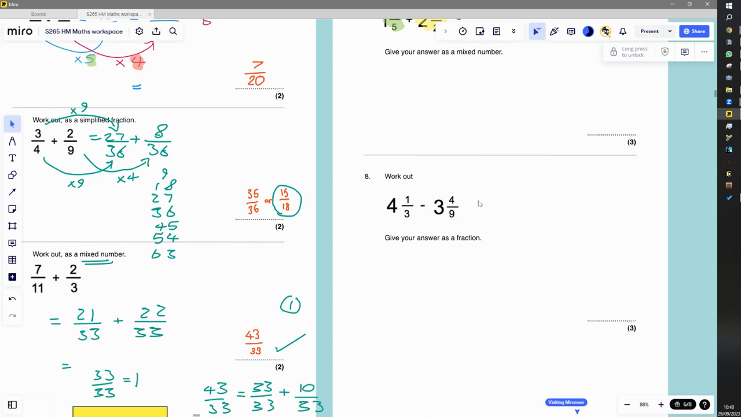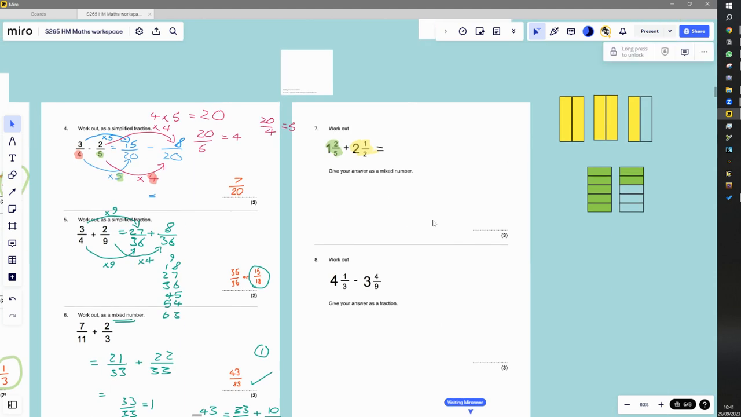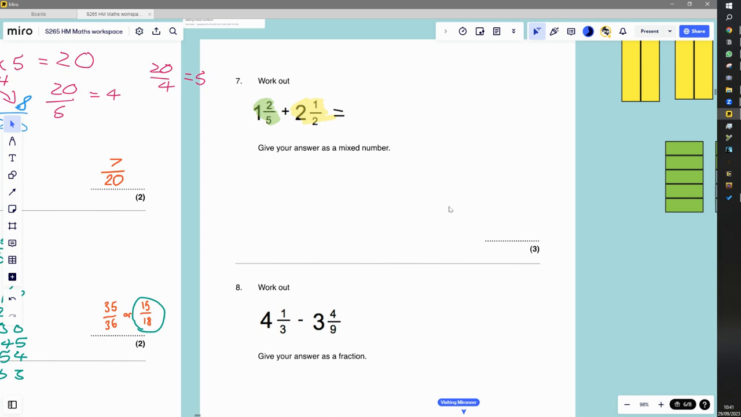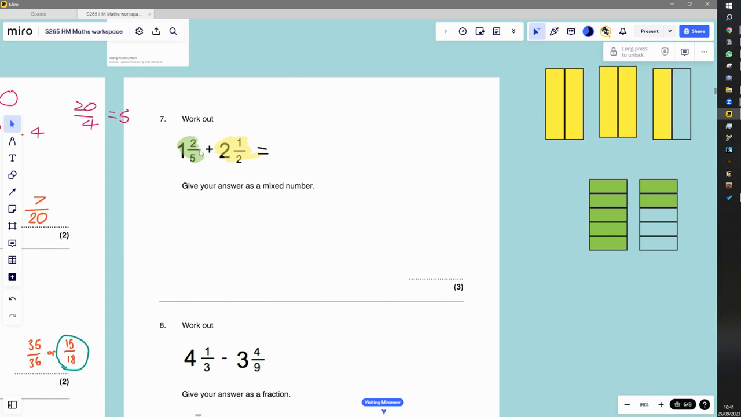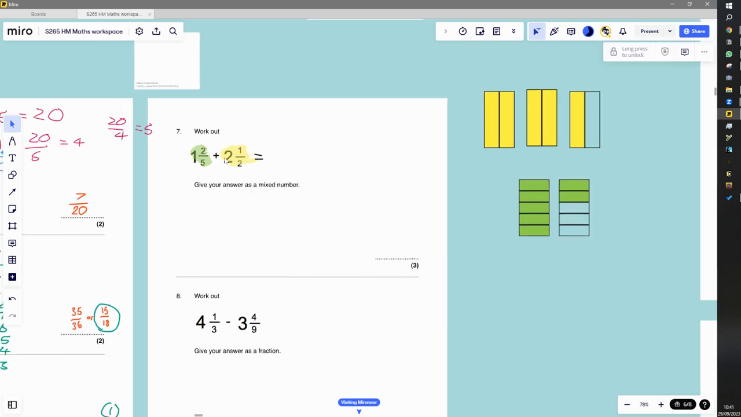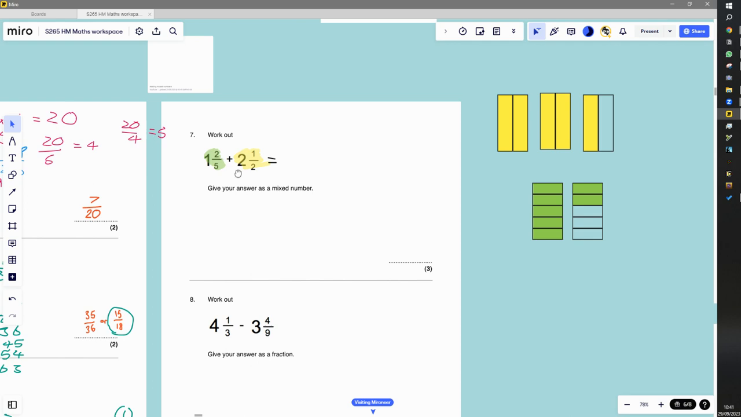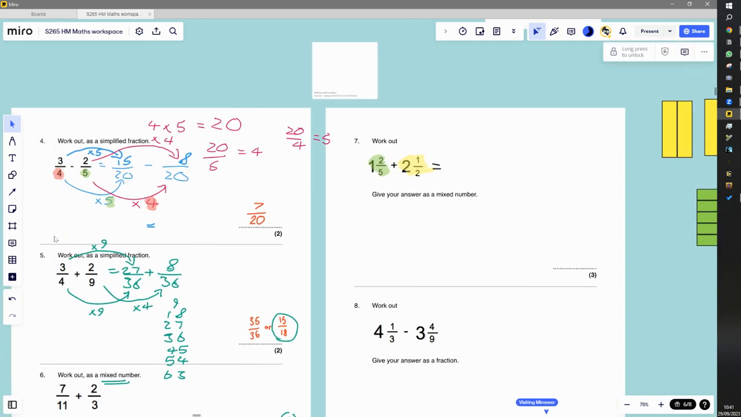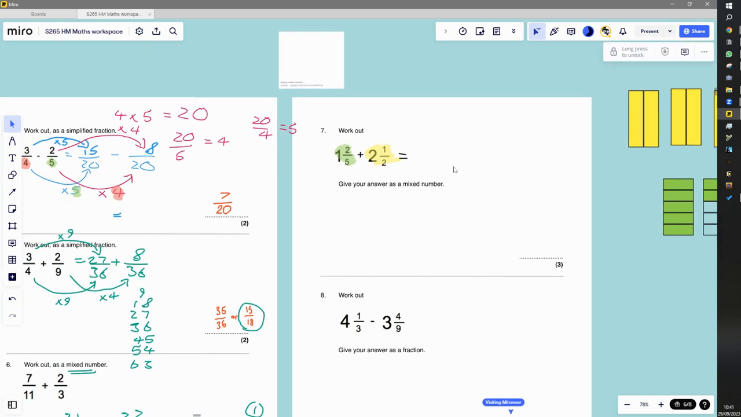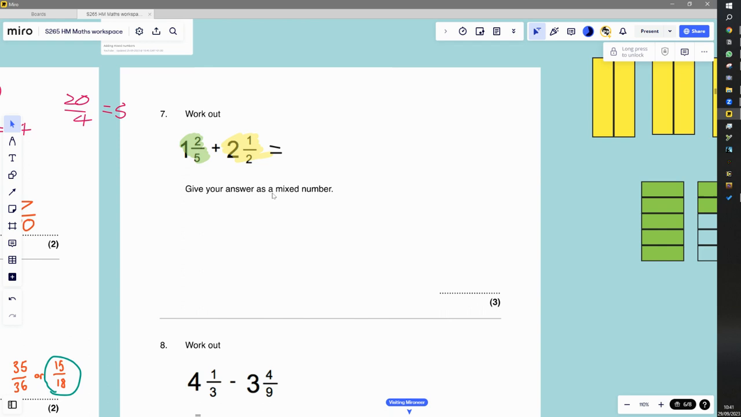In the next few questions, I'm going to go through question 7. We're having to do the reverse. They give us the mixed number. What we have to do is turn it into top-heavy fractions, and then change the denominators so they're both the same, like we've done with all the other ones. Then we can add them, and then change it back into a mixed number because we want the answer to be in a mixed number.